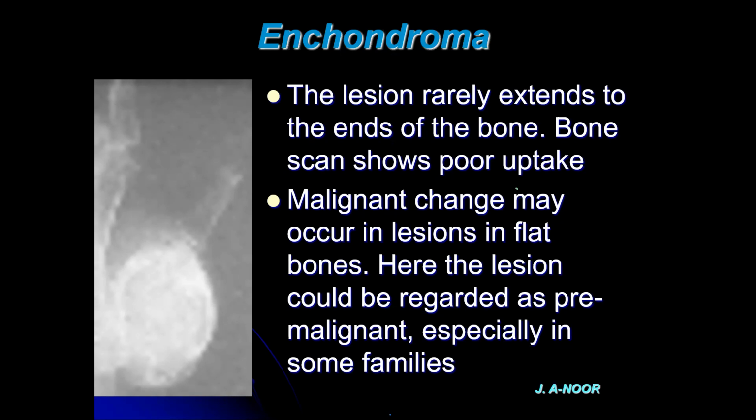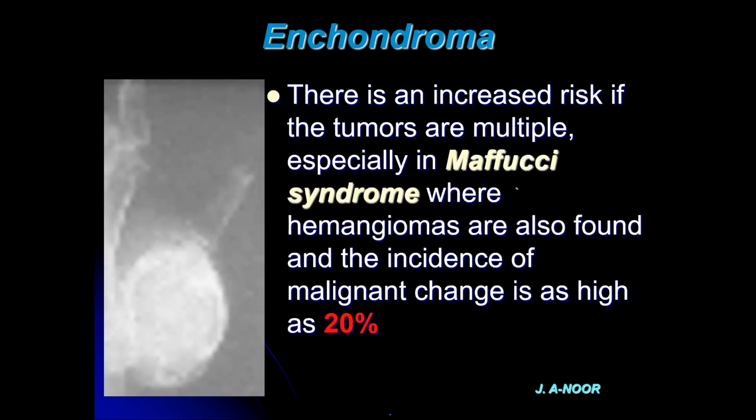Malignant change may occur in lesions in flat bones. Here, the lesion could be regarded as pre-malignant, especially in some families. There is an increased risk if tumors are multiple, especially Maffucci's syndrome, where hemangiomas are also found, and the incidence of malignant change in this case is 20%.